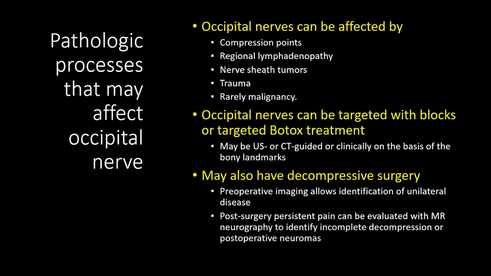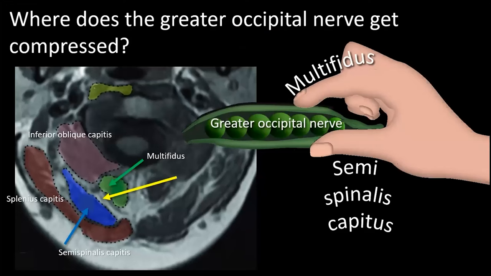Another thing that we can help them with is if there is continued or recurrent pain after surgery, we can tell them if there are perhaps adhesions or muscle hypertrophy that may have caused recurrent compression and they might need another decompressive surgery. We can also look for whether they caused a postoperative neuroma on their own from post-surgical injury to the nerve.